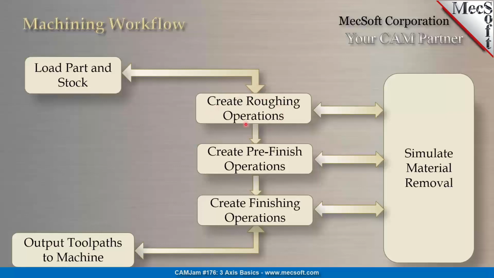Once you generate a roughing operation, you'd want to run a cut material simulation to simulate the material removal. And then once this process is done and you're happy with the results of the roughing toolpath, you can start out with a pre-finishing operation.